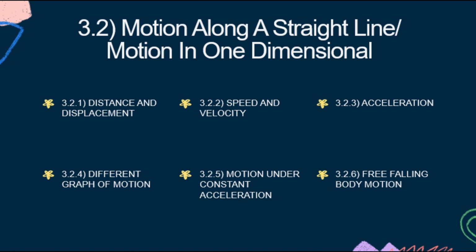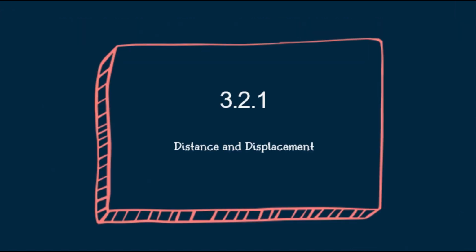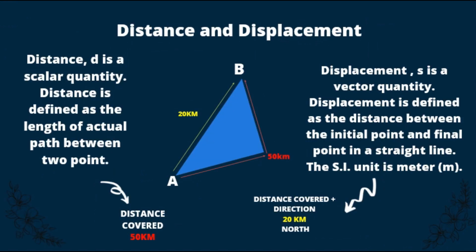3.2.1, distance and displacement. 3.2.2, speed and velocity. 3.2.3, acceleration. 3.2.4, different graphs of motion. 3.2.5, motion under constant acceleration. 3.2.6, free falling body motion. So next, 3.2.1, distance and displacement.